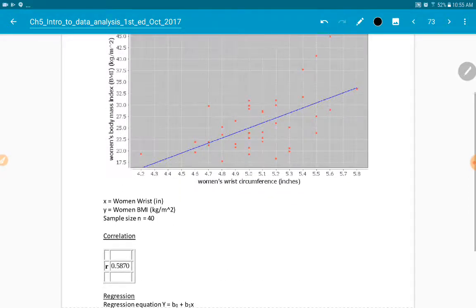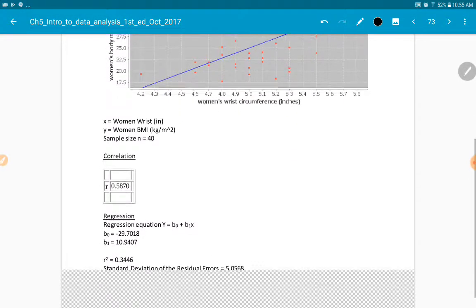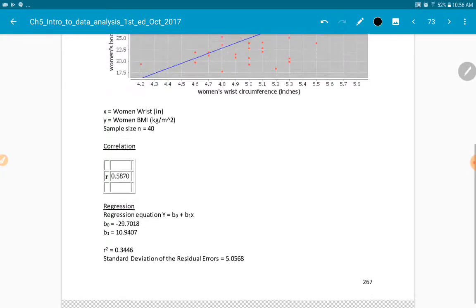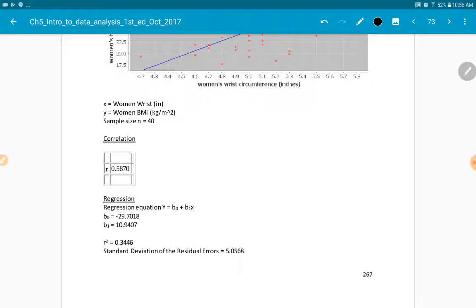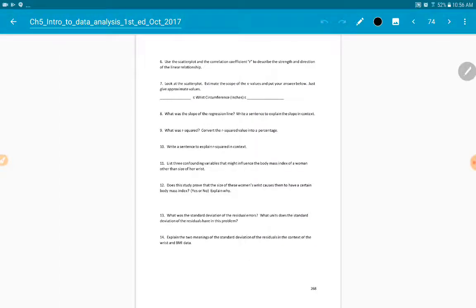Okay, so here's our graph and our data with the sample size, the variables defined, correlation coefficient, the regression equation, R squared, and the standard error. So this is SE. All right, so now let's see what our questions are.